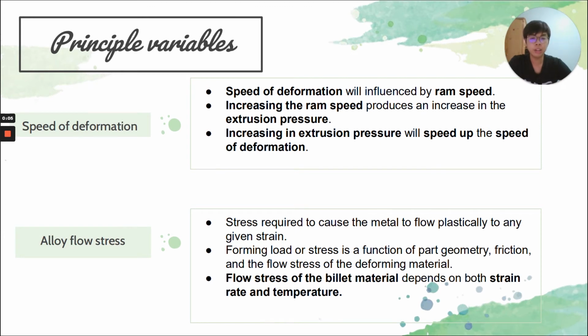It is actually the stress required to cause a metal to flow plastically to any given strain. Flow stress is very important because in a plastic deformation process, the forming load or stress is a function of part geometry, friction, and the flow stress of the deforming material. Flow stress of the billet material actually depends on both strain rate and temperature.